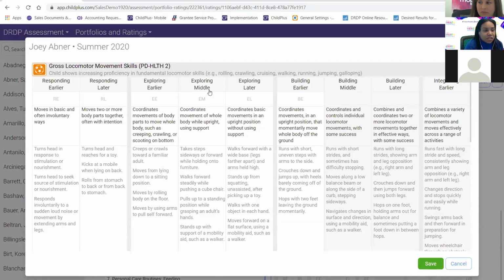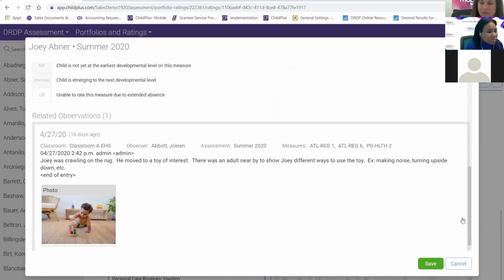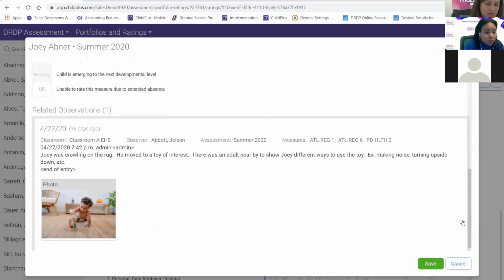but actually we want to go to our next developmental level, which is going to be exploring middle. And so here, let's see, it says coordinates movement of whole body while upright using support. So taking steps sideways or forward while holding on to furniture, walking forward steadily. Now going back to our observation, we don't see that Joey is doing any of that quite yet.